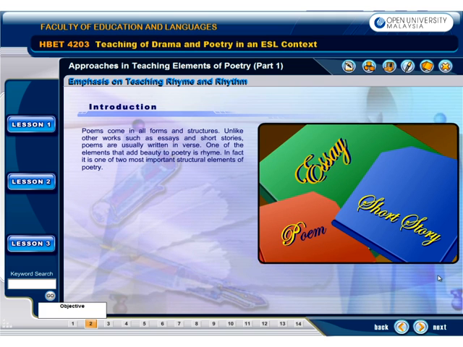Poems come in all forms and structures. Unlike other works such as essays and short stories, poems are usually written in verse. One of the elements that add beauty to poetry is rhyme. In fact, it is one of two most important structural elements of poetry.